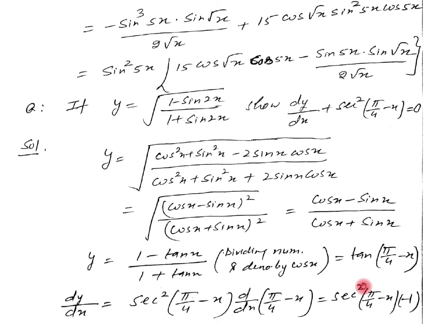Now let us differentiate it. Now dy by dx: the derivative of tan is secant square, this will be as it is, pi by 4 minus x, into the derivative of what?